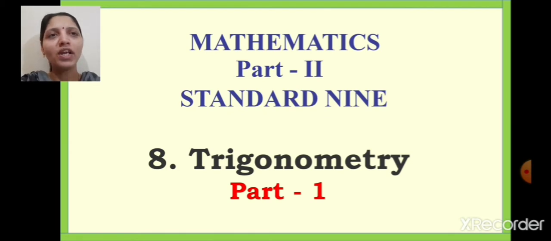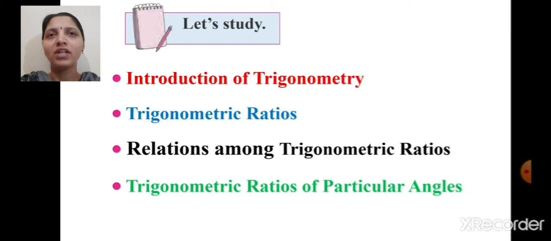Okay. So let's have a look what you have to learn in this lesson. In this lesson, first we will see some introduction of trigonometry. Then we will learn trigonometric ratios. After that we have to find relations amongst trigonometric ratios, and then we will find trigonometric ratios of particular angles. So these are the topics we are going to cover in this lesson.